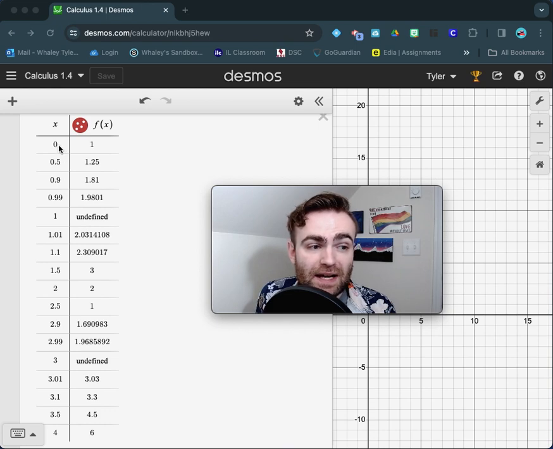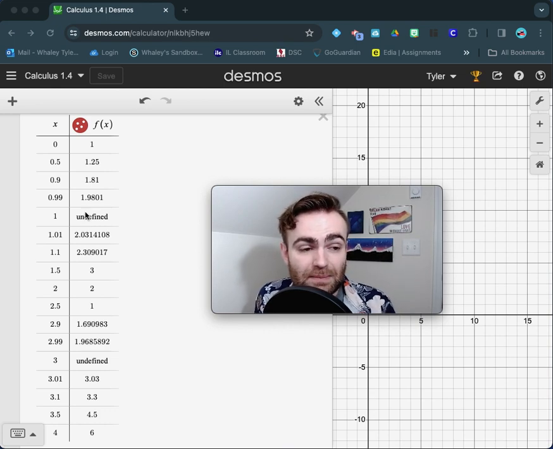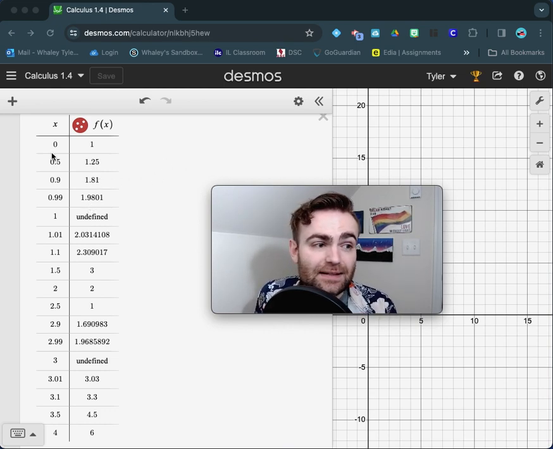And if we look as my x gets closer and closer to 1 from the left-hand side, these numbers here are getting closer and closer to essentially 2. All of these numbers are 1.something. The decimals are getting larger, but they're not getting large enough that I think they would overtake 2. So I think it would be a very good estimation to say that the left-hand side limit, as x approaches 1 from the left of f of x, is equal to 2.